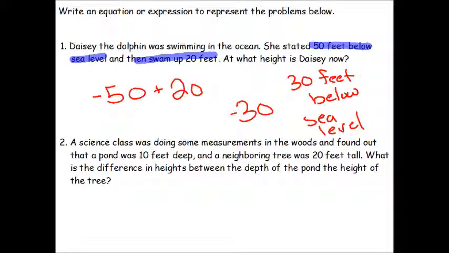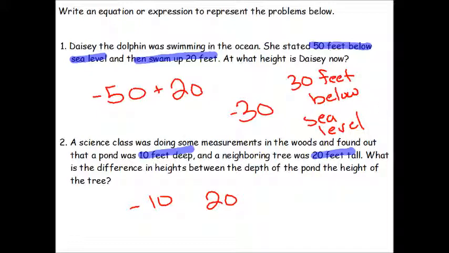Alright, and the last one over here. This says a science class was doing some measurements in the woods and found out that a pond was 10 feet deep. So if it's 10 feet deep, that means it's negative 10. And a neighboring tree was 20 feet tall. So if it's 20 feet tall, that means it's positive 20. It says what is the difference in heights between the depth of the pond and the height of the tree.